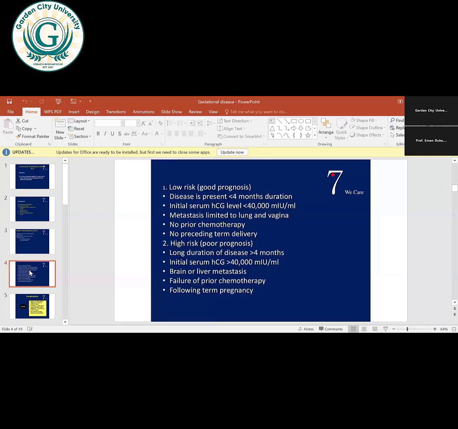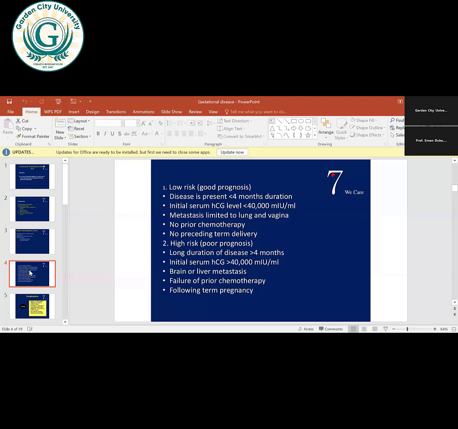Then you have the low risk, that the low risk has a good prognosis. Then the disease is present in less than 4 months. That's the low risk, less than 4 months duration. Then initial serum HCG level is less than 4,000. The metastasis limited to the lungs and the vagina. No prior chemotherapy, no preceding term delivery.